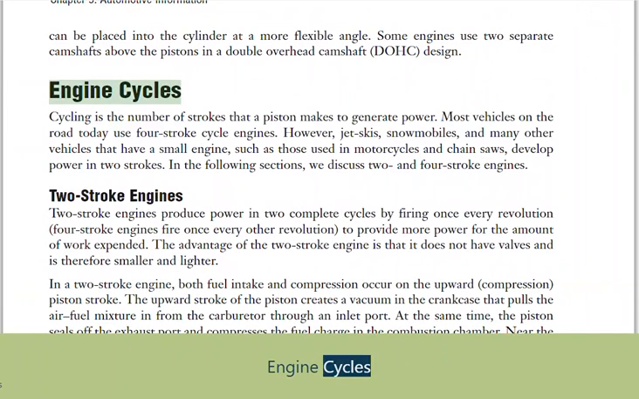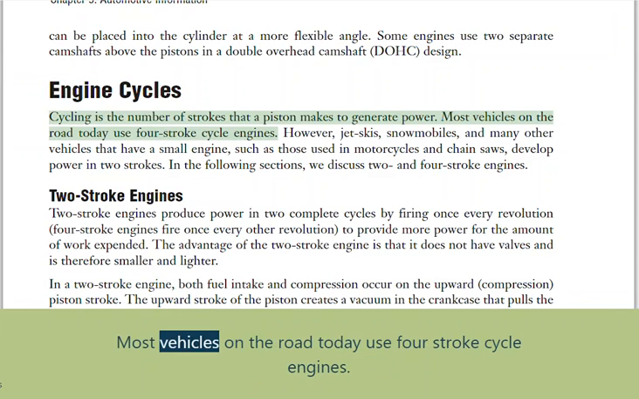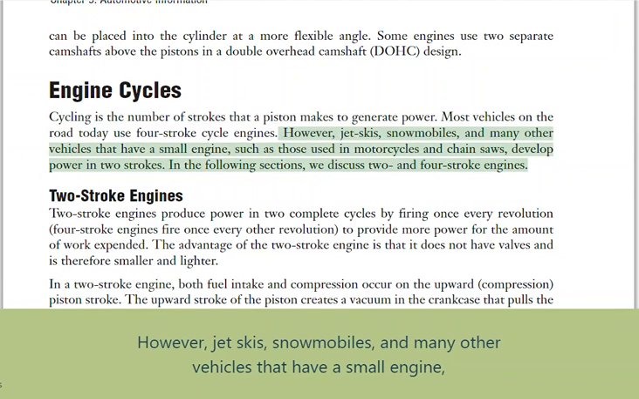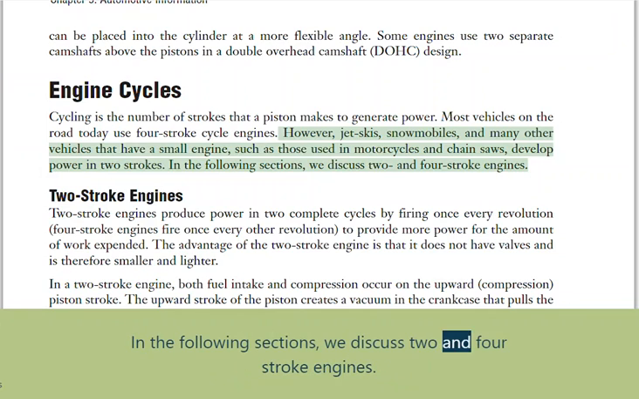Engine cycles. Cycling is the number of strokes that a piston makes to generate power. Most vehicles on the road today use 4-stroke cycle engines. However, jet skis, snowmobiles, and many other vehicles that have a small engine, such as those used in motorcycles and chainsaws, develop power in 2 strokes. In the following sections, we discuss 2- and 4-stroke engines.